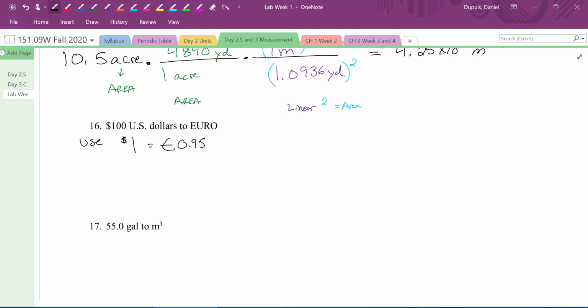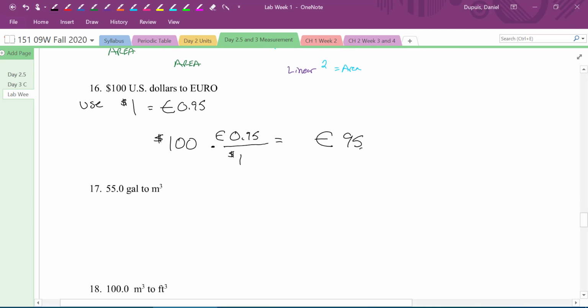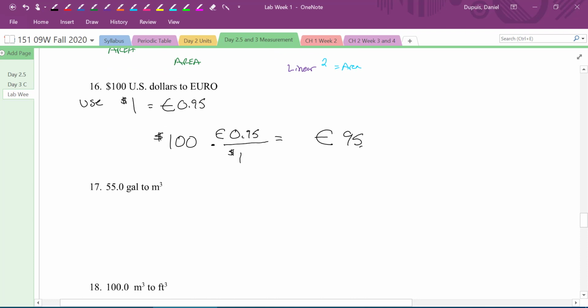So let's try this. $100. We know that for every $1, there is 0.95 euros. So that gives us 95. Now, sig figs, these are exact numbers. It's 95 euros, right? Infinite sig figs, because it's a counting unit. All right, hopefully when we talk about money, we're talking accurate counting numbers. $100 is small enough where it's accurate.